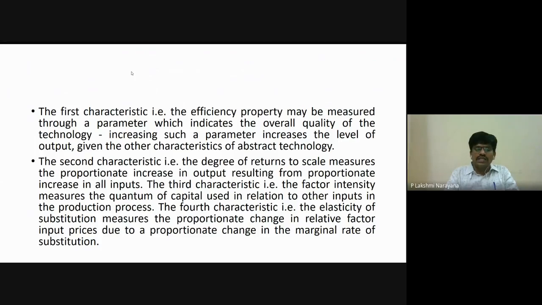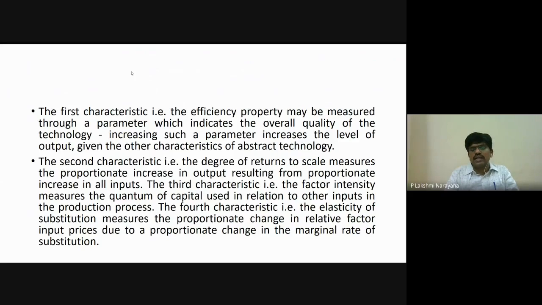So another one, the third characteristic, that is the factor intensity, measures the quantum of capital used in relation to other inputs in the production process.